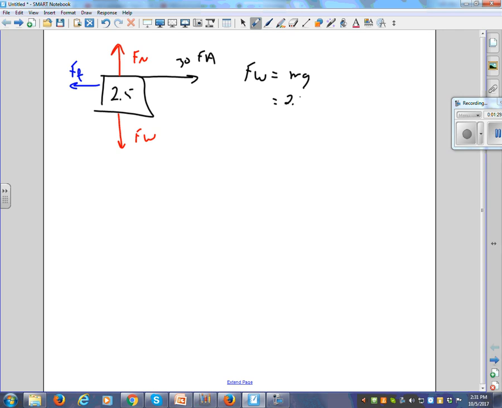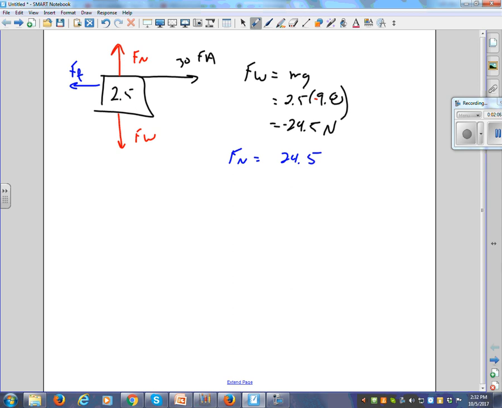So 2.5 times 9.8. What's that number? We can go with negative. What is it, Brad? That sounds about right. Negative 24.5. And remember, the negative just indicates that it is down. Right. So technically, because mu equals FF over Fn, if the FW is 24.5, that means that the Fn is positive 24.5. How come? Because it's opposite, because it's up. Right?